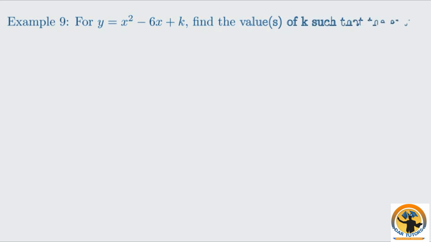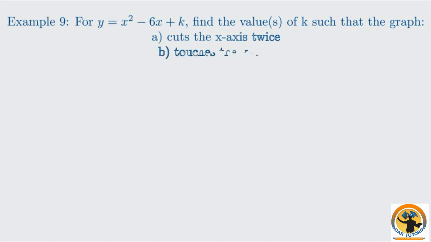We can also use the discriminant to solve problems involving unknown coefficients. Our objective is to determine the range of values for a constant k that cause a quadratic to intersect the x-axis in a specific way. Let's work through this classic IB problem. For the function y equals x squared minus 6x plus k, we need to find the values of k for which the graph cuts the x-axis twice, touches the x-axis, or misses the x-axis completely.